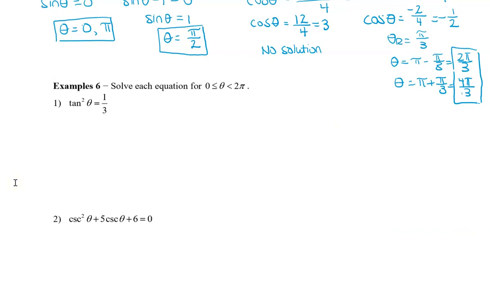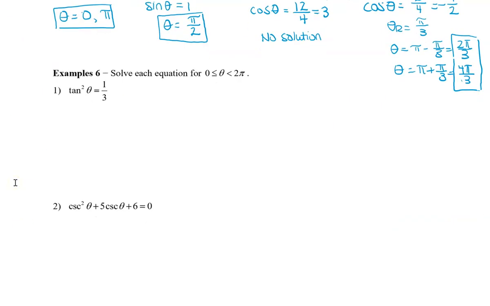All right, let's take a look at some other types of examples. So in this next one here, we have tan squared theta equals 1/3. It is a quadratic, but we don't need to use the quadratic formula again because we only have one tan function. Now we're still solving for theta, where theta is between 0 and 2 pi. So here, what we want to do is get rid of the squared. So we're going to do that by square rooting both sides.